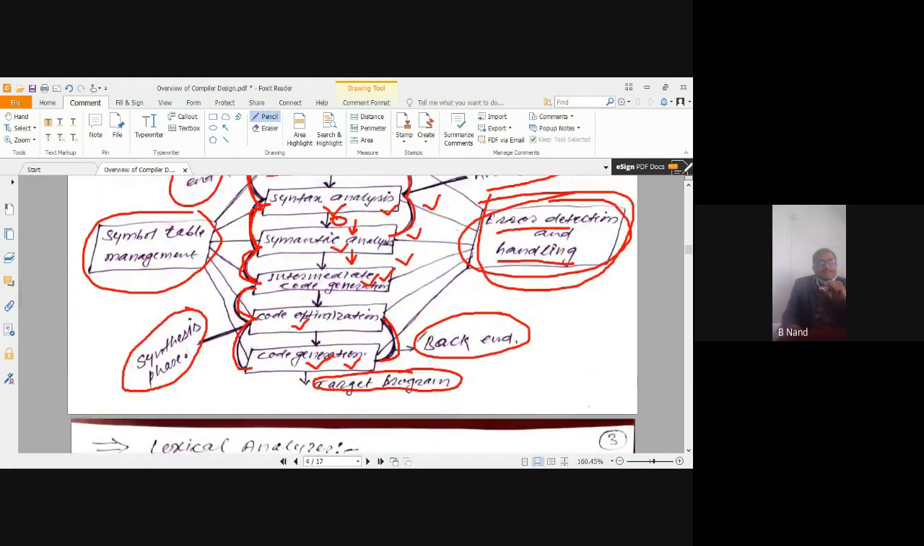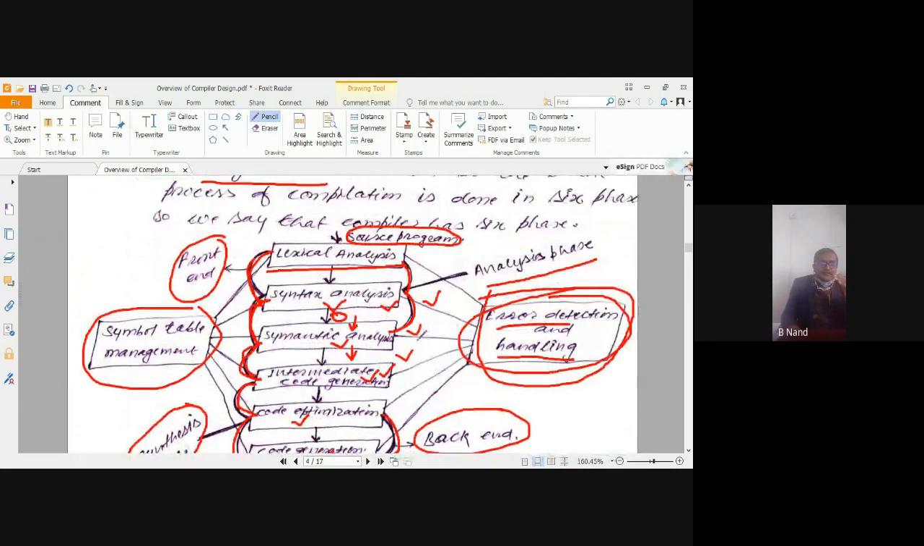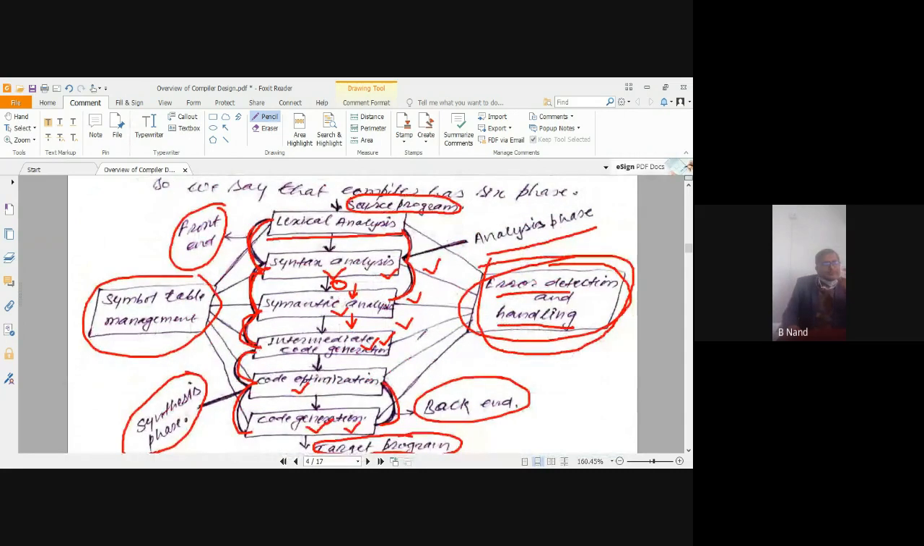Okay, any doubt up to here? If not, let us revise once again what compiler design actually is. A compiler is a translator that translates high level language to low level language. This whole compilation process is done in several steps, and these steps are known as phases of compiler. Basically, the compiler has 6 different phases with the help of which it can convert our source program into a target program.